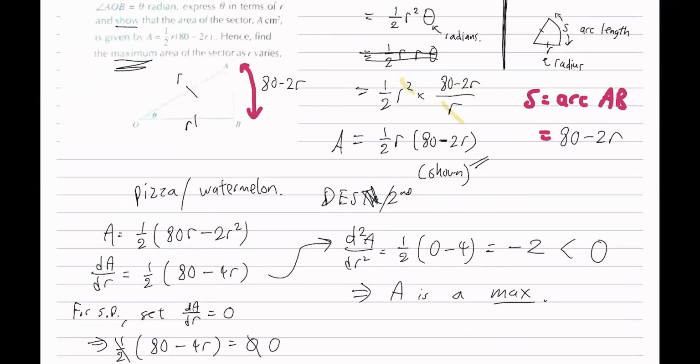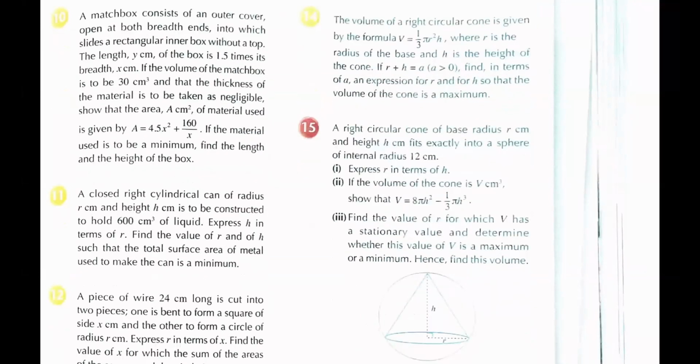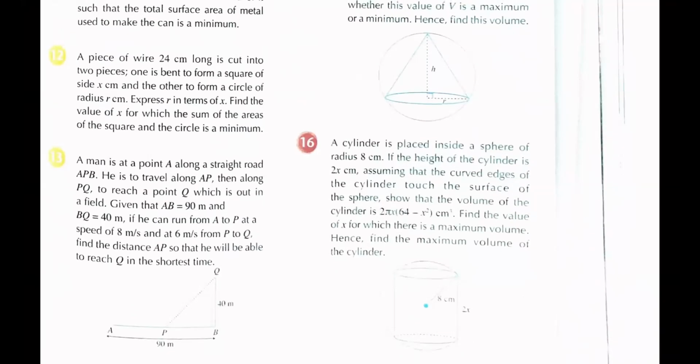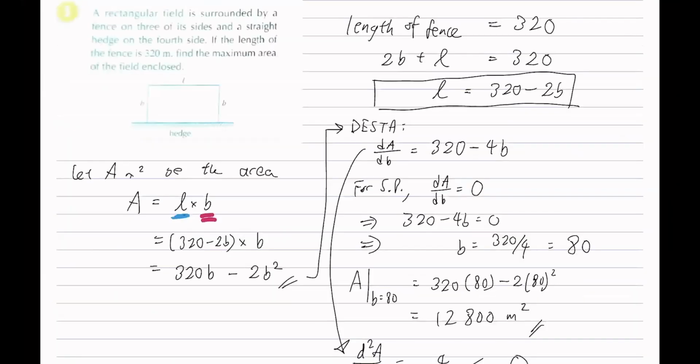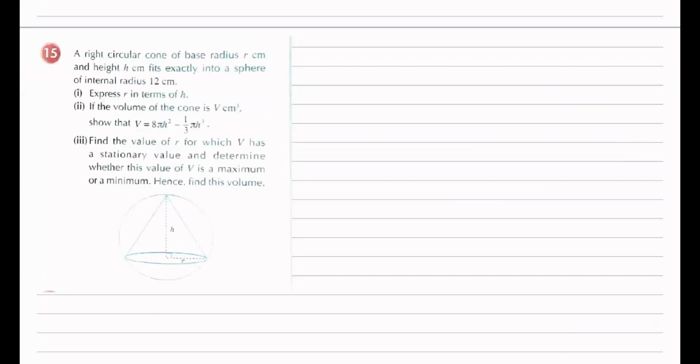Max. Very good. Moving on. Spheres. Is there anything more difficult? Let me see. Wire, man standing, a cone inside a sphere. Hey, let's try this. 15. Okay, let's take a look. Wow, so scary. Red color one.